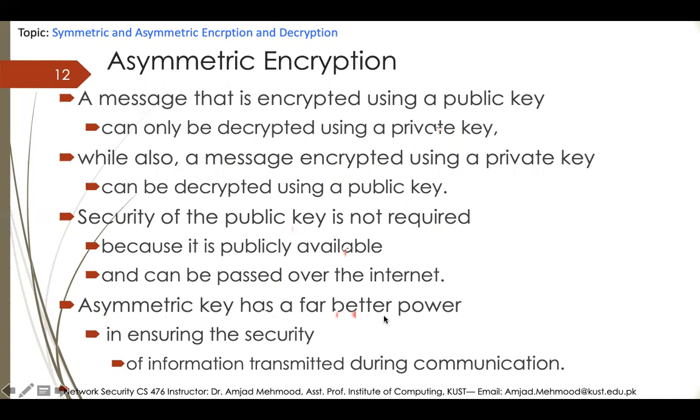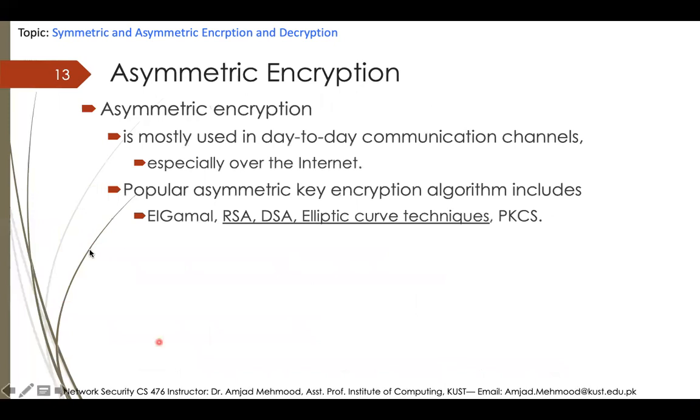Asymmetric key has a far better power in ensuring the security of the information transmitted during the communication. So it is very obvious that asymmetric is more powerful or more secure than symmetric, because in asymmetric you have two keys, whereas in symmetric one key is used for both encryption and decryption. So asymmetric encryption is mostly used in day-to-day communication channels, especially over the internet.